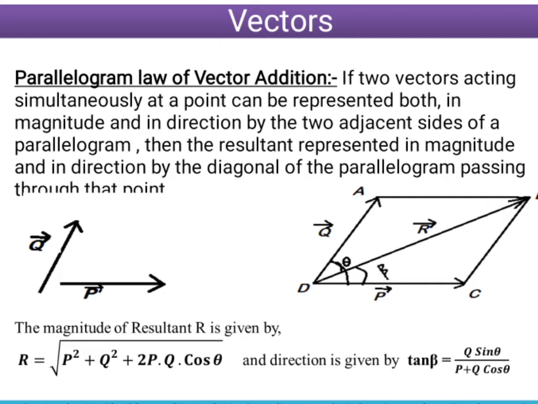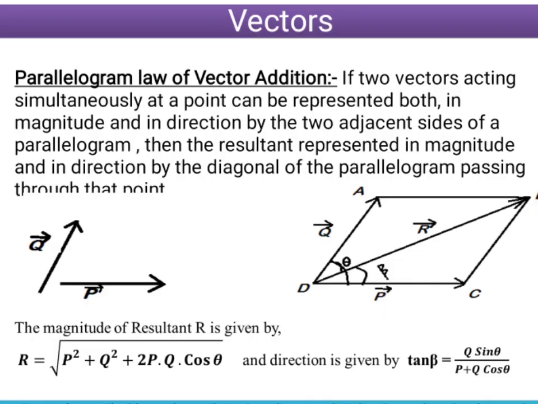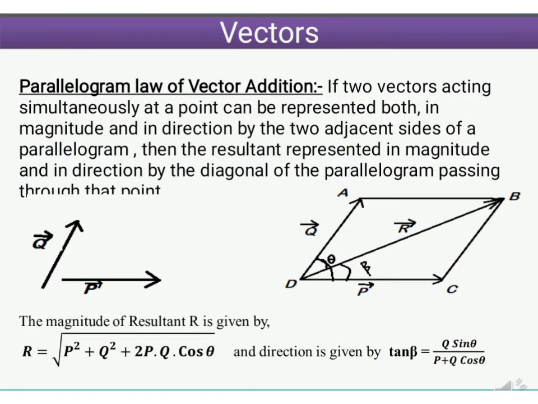If we see vector P and vector Q represented as two sides of the parallelogram, from D to C is vector P and from D to A is vector Q. The angle between them is theta, and if we complete the parallelogram, then you see the vector R, that is DB. That vector R represents the resultant, that is the diagonal.